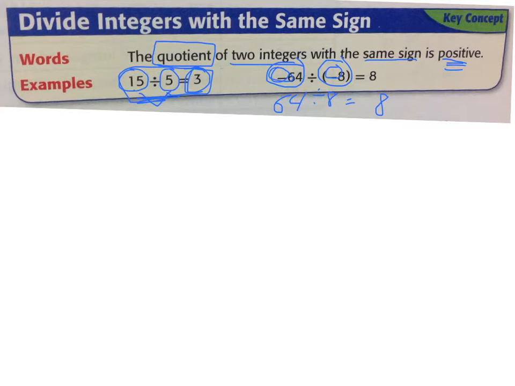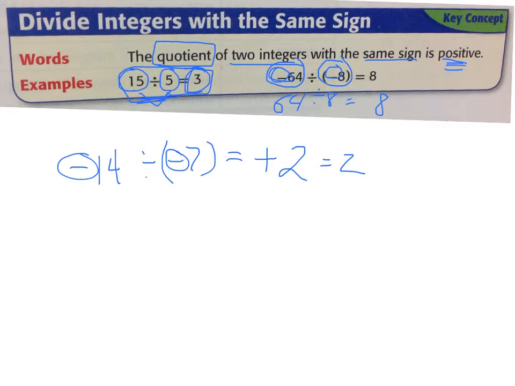So it doesn't matter what the numbers would be. I could have a negative, let's go negative 14, and let's divide that by a negative 7. So I see that I have a negative here and a negative here. That means my answer is going to be positive. I could write it like that with a positive sign. 14 divided by 7 is 2. So it's going to be positive 2. Or I could just write it 2. If I did 64 divided by 8, they're both positive. My answer is going to be positive 8.